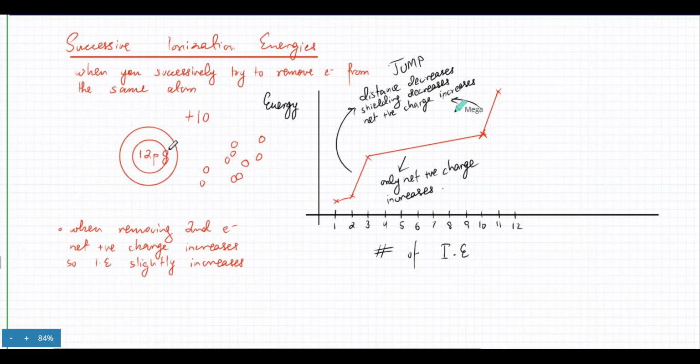So that's going to be your overall sketch. This is called your successive ionization energy sketch for magnesium. Okay, is this clear to everyone and the reasons clear? Yes or no? Is this clear?